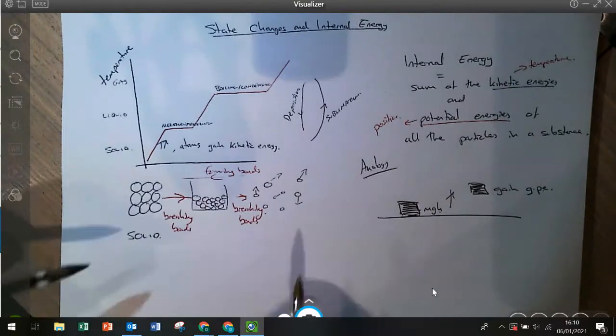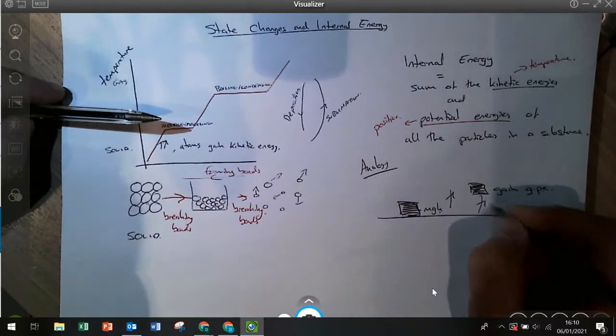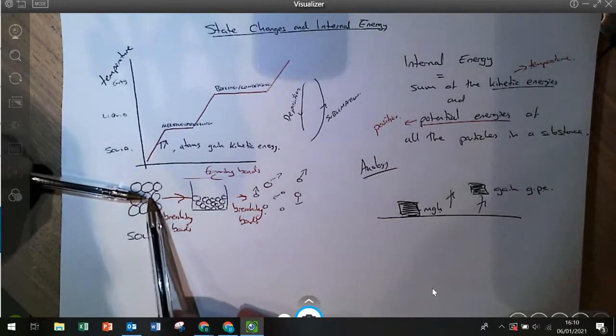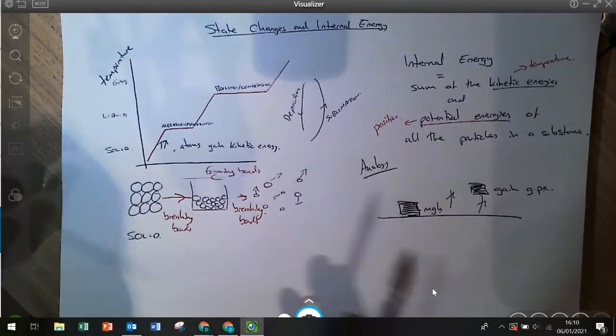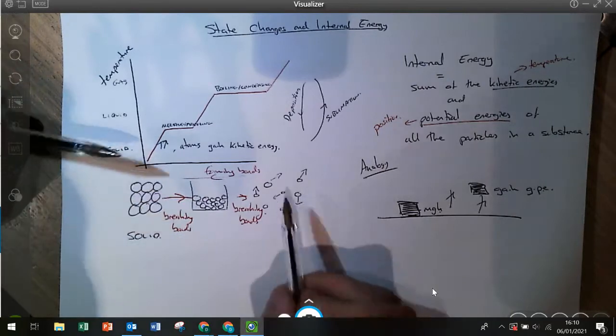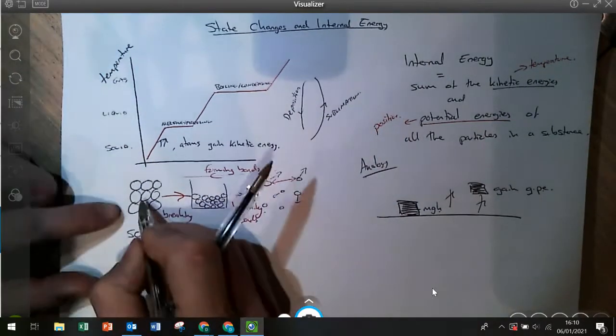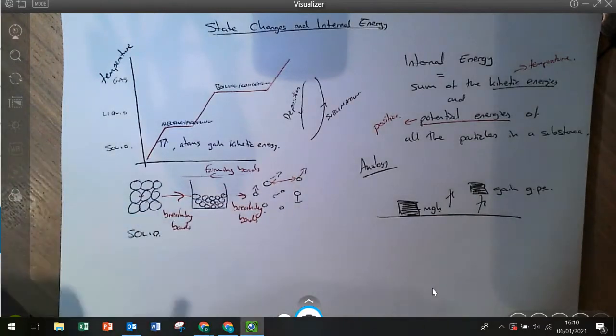So what we can say is the further this distance is, the more potential energy it has. So we can say the further the molecules are apart, the more potential energy they have. And obviously here they have a huge amount of potential to get close to each other. Here they only have a very small amount of potential to get close to each other.